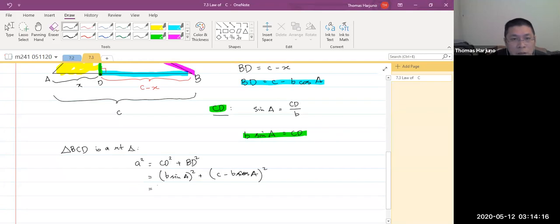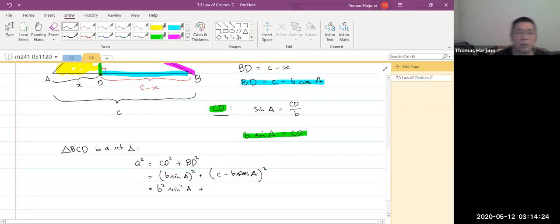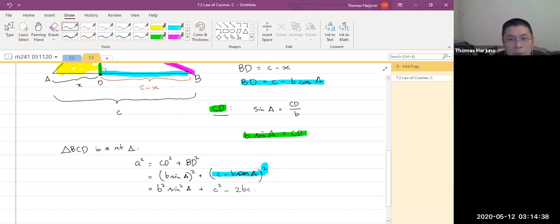This gives me b squared sine squared A. That's for the first term. The second term, this guy here, I need to FOIL it. So it will be c squared minus 2bc cosine A plus b squared cosine squared A. Right? Okay, so that's the expansion.